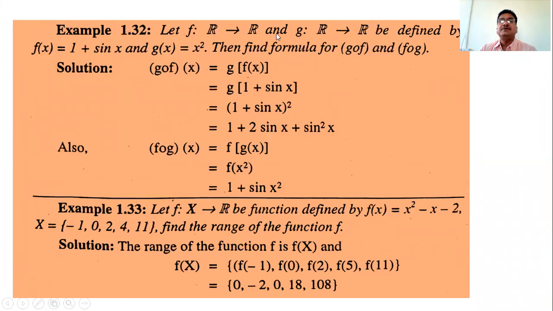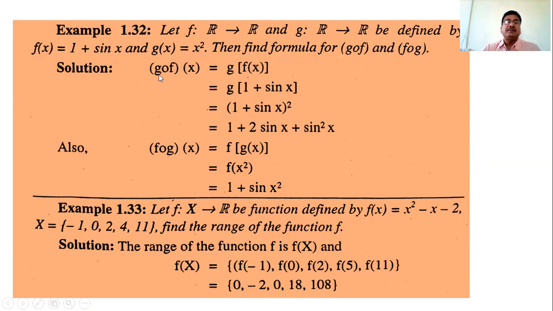Next example: f is a function from R to R, g is a function from R to R, and the definitions are given. f(x) is equal to 1 plus sin x, and g(x) is x square. Then find g circle f and f circle g. This example is important. Such types of examples are important as far as the exam is concerned.